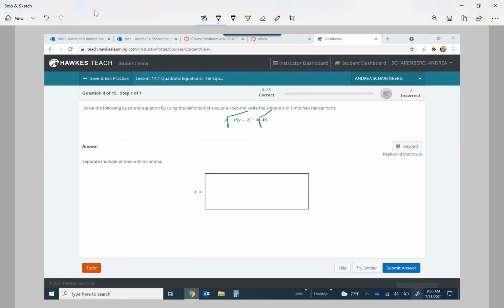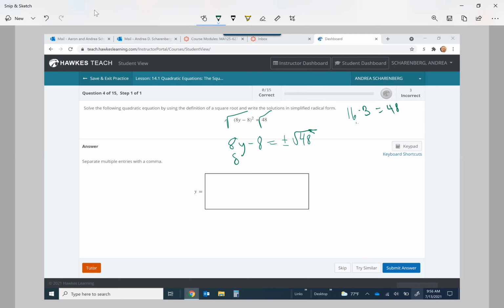root of both sides. And when we do that, we eliminate the squared because the square root of 8y minus 8 times itself is simply 8y minus 8. And over here, this becomes a plus or minus square root of 48. So we need to factor. What is the square root of 48? And you might think to yourself, 16 times 3 is 48, and 16 is a perfect square, okay?